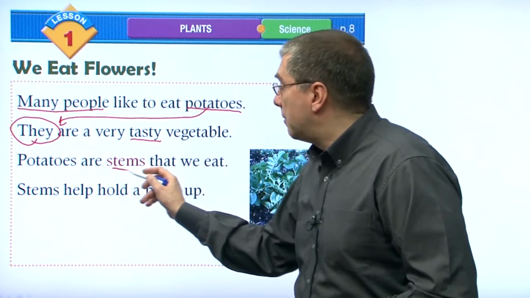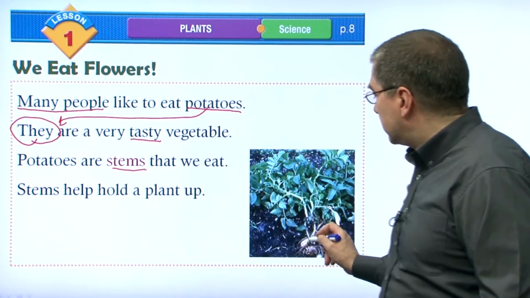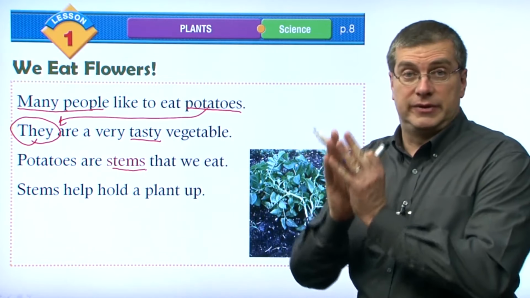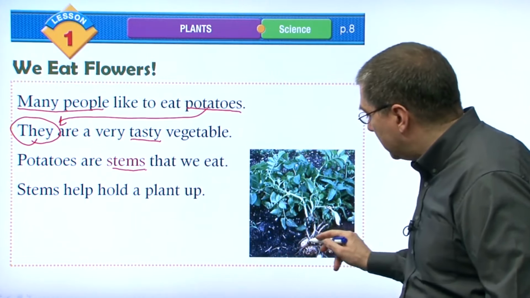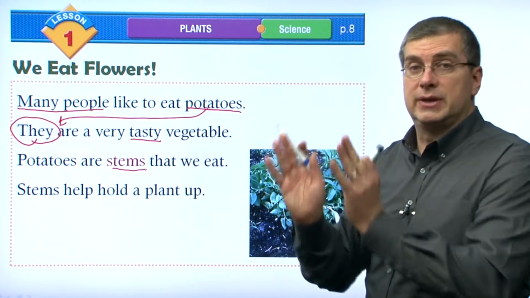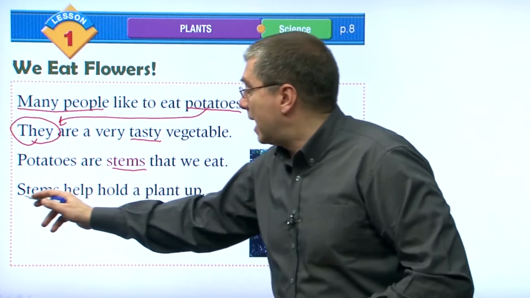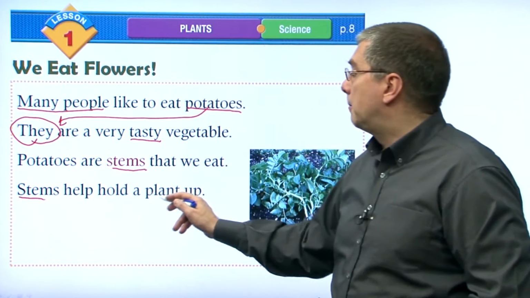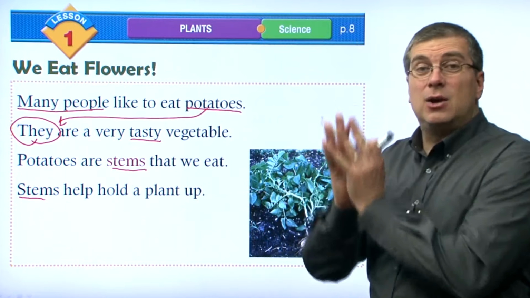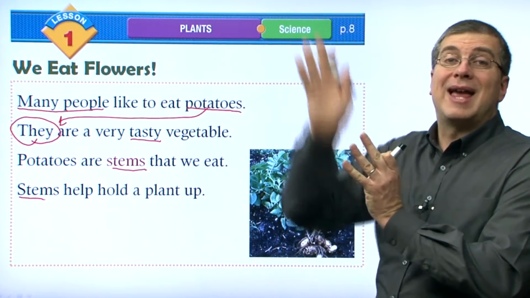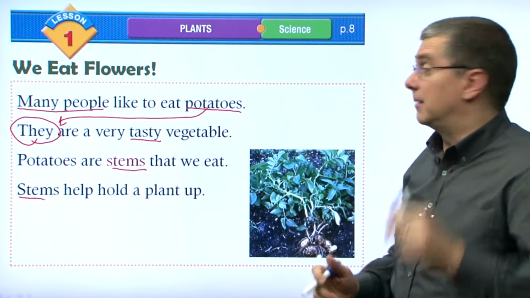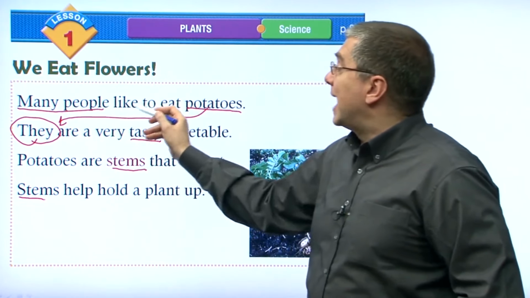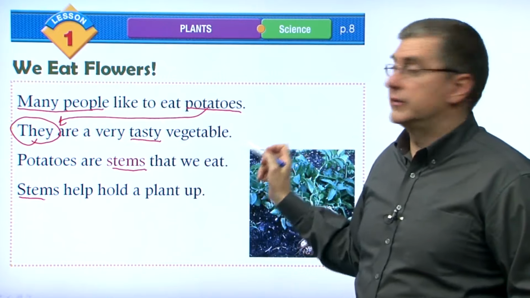Potatoes are stems that we eat. So the potatoes are stems of the potato plant. Here's a potato plant. Potatoes are the stems of the plant. Stems help hold a plant up. So the potato helps hold the plant up. It's very strong, of course. Let's do it one more time. Many people like to eat potatoes.